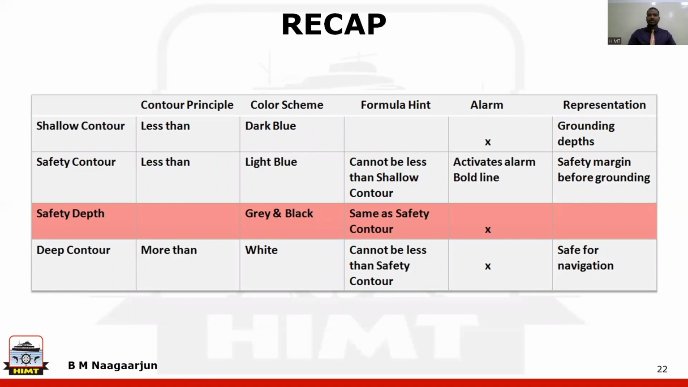Let's conclude this module by looking at a recap of what we have learned so far. This is a tabular column showing all the safety parameters: shallow contour, safety contour, safety depth, and deep contour. Out of these four, three of them are contours and only one is a depth. So, for the sake of making it easy, I highlighted the safety depth in red color.